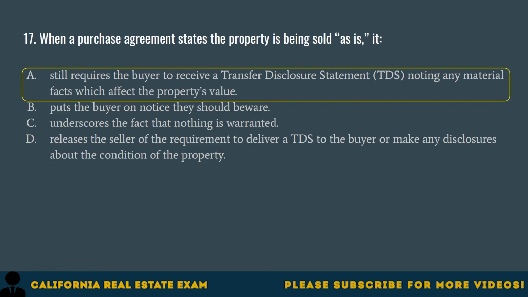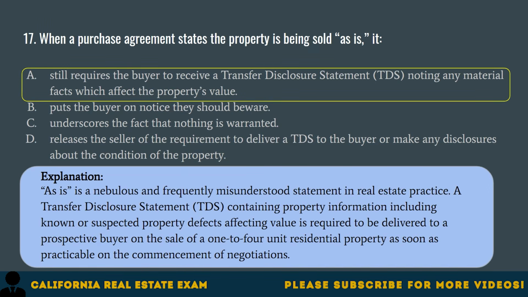Still requires the buyer to receive a Transfer Disclosure Statement, TDS, noting any material facts which affect the property's value. As is a nebulous and frequently misunderstood statement in real estate practice. A Transfer Disclosure Statement, TDS, containing property information including known or suspected property defects affecting value is required to be delivered to a prospective buyer on the sale of a 1 to 4 unit residential property as soon as practicable on the commencement of negotiations.